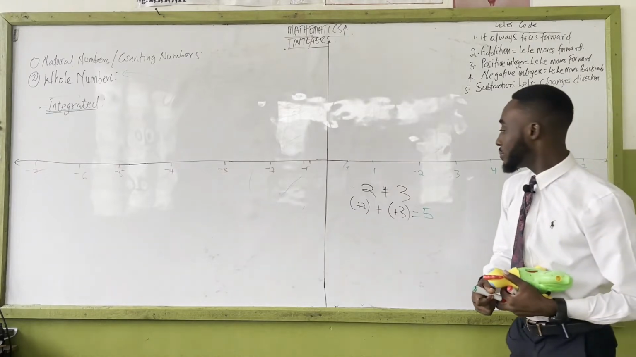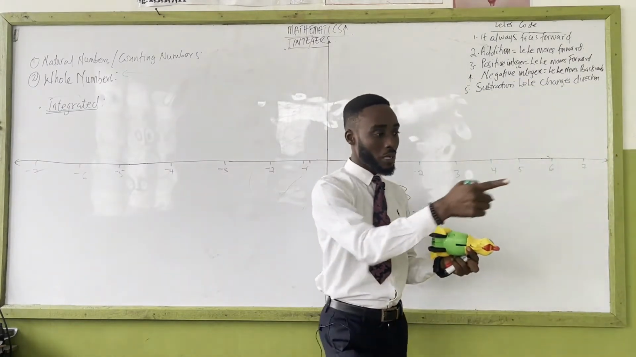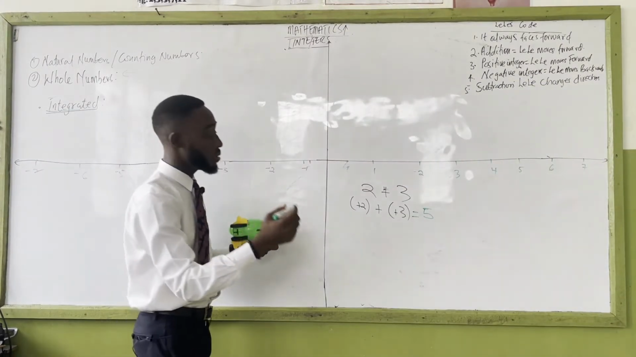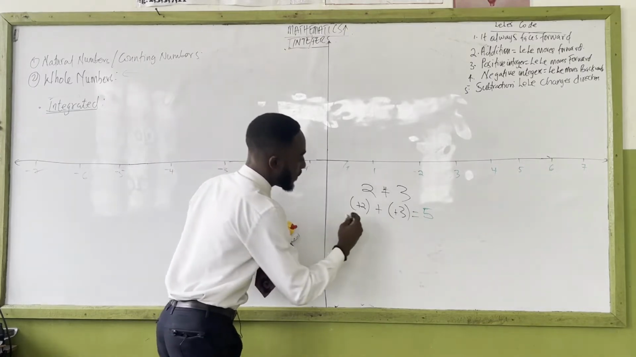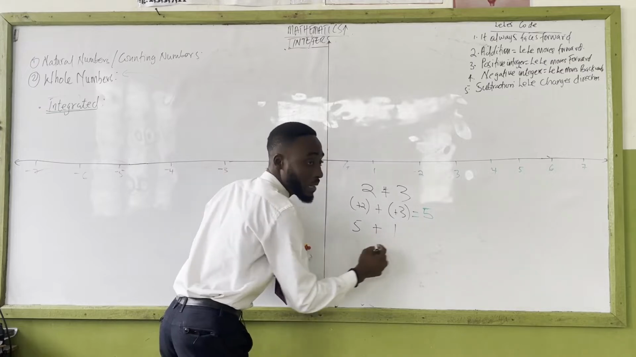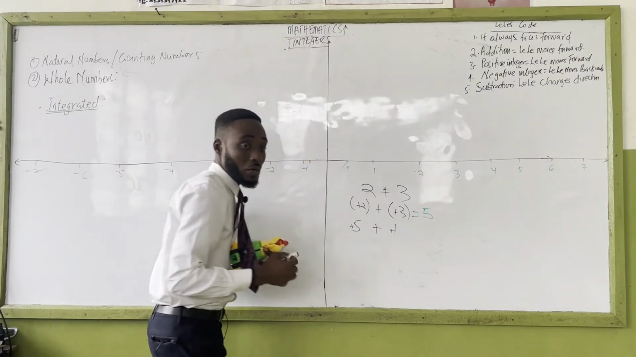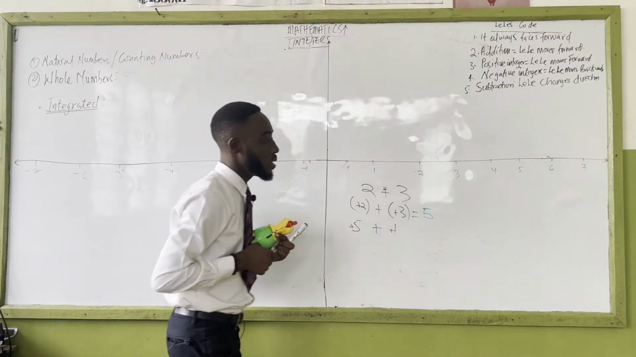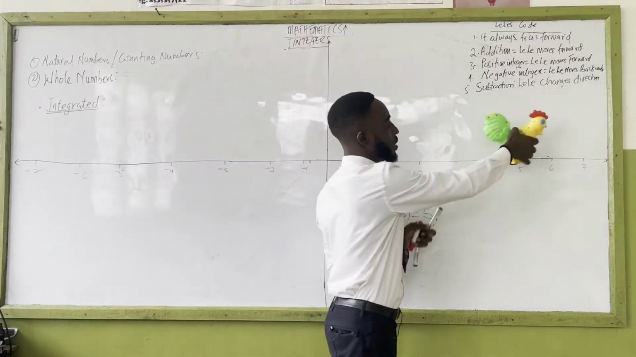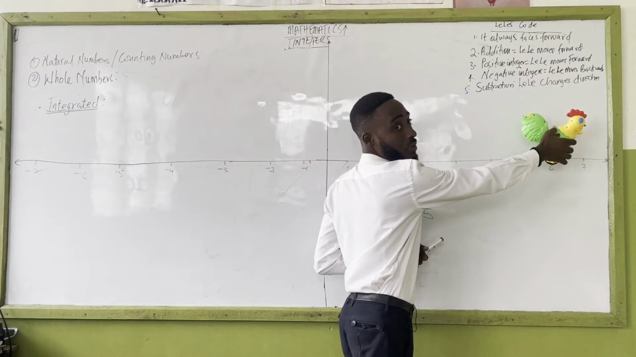Can we try some other one? Every group, give me a play. 5 plus 1. So we have 5 plus 1, but this is positive 5 plus positive 1. Is that okay? So Lele will be where? He'll be on 5 and quickly move to 6, right?